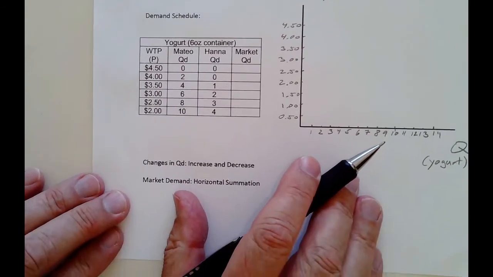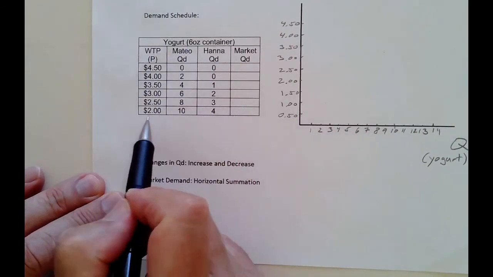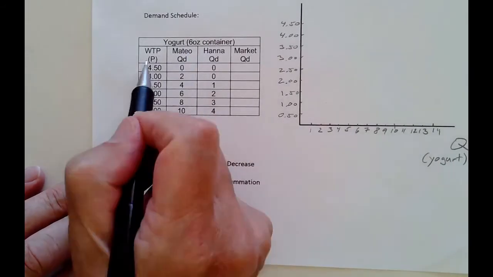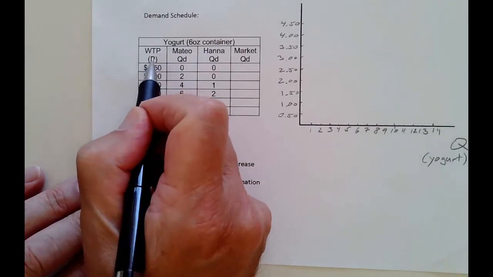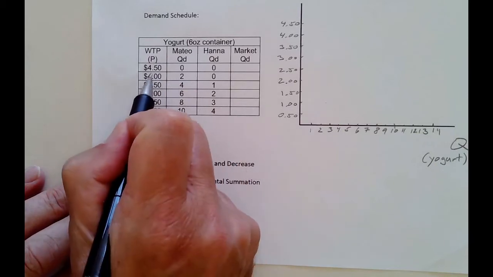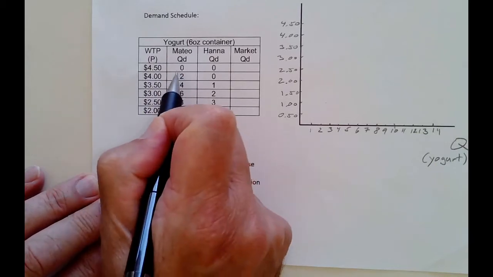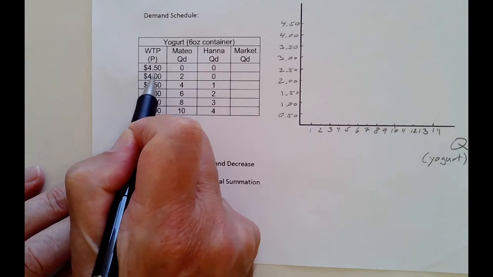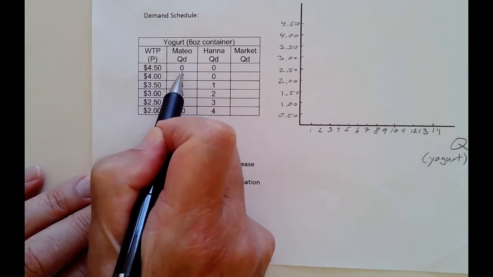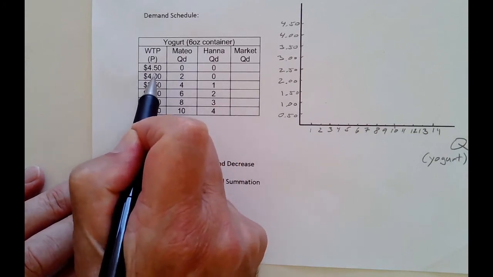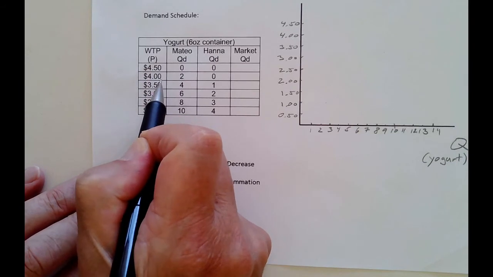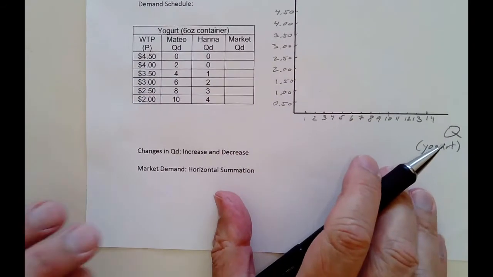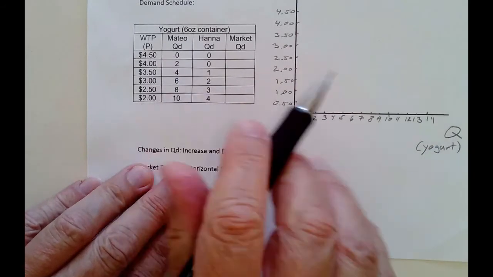And so what we have here is these two columns, which represent the demand for Mateo for yogurt, 6-ounce containers. WTP is willingness to pay, and this tells us that if the price is $4.50, Mateo would buy 0 containers of yogurt. That means Mateo is not willing to pay $4.50 for yogurt, which means Mateo does not value yogurt at $4.50. To get Mateo to buy some yogurt, the price has to fall, say, to $4. So at $4, now Mateo is going to be buying 2 containers of yogurt.